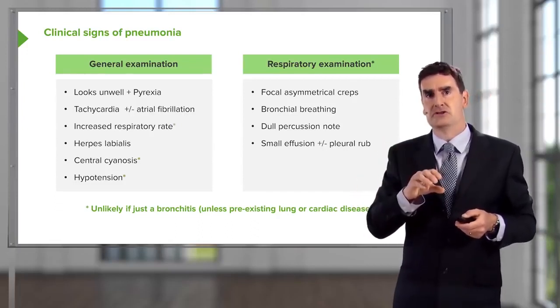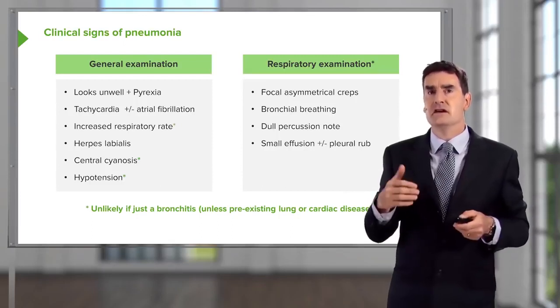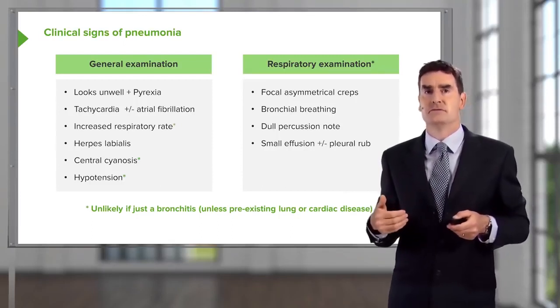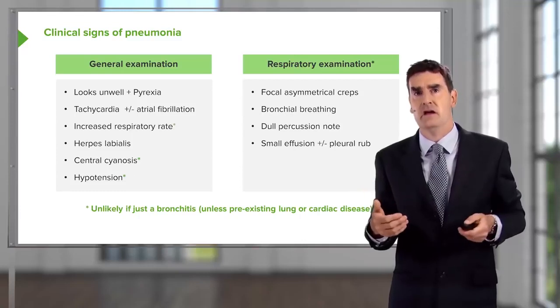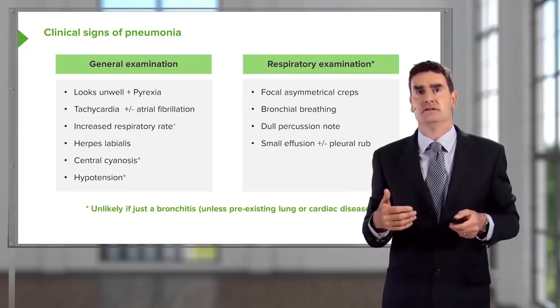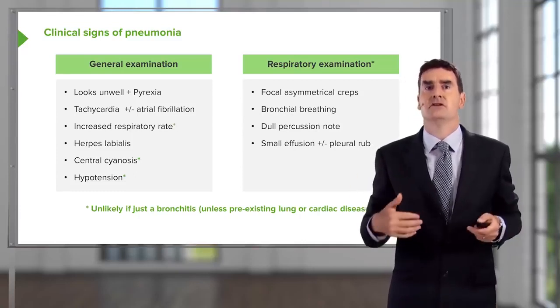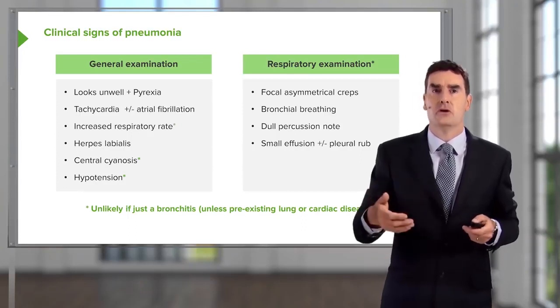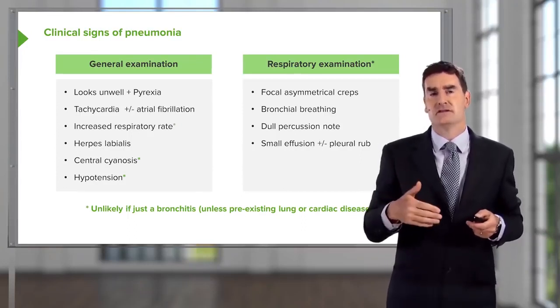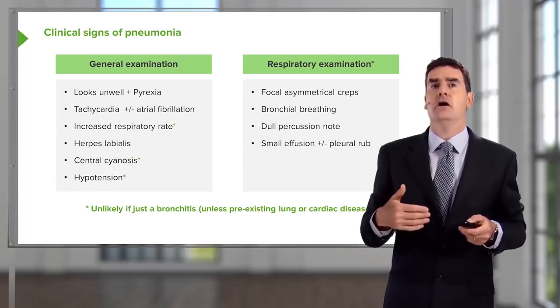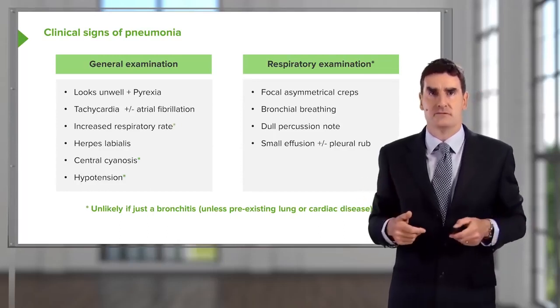In the general examination, if you have an acute tracheobronchitis, it doesn't cause impairment of respiratory function to a significant degree unless you have an underlying lung disease. And so in the normal patient, there shouldn't be an increased respiratory rate. They should not get cyanosis. And it should never get severe enough to cause hypotension or a particularly high pulse rate.